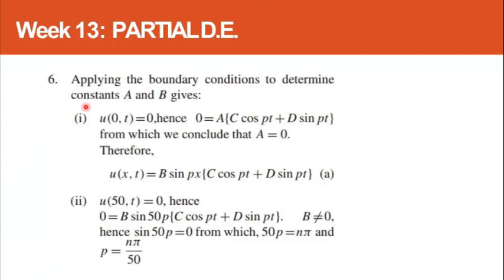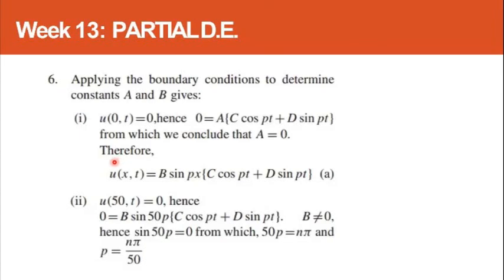Yung first daw natin, we have the U(0, t). Ito yung na-categorize natin kanina, which is also equivalent sa 0. So therefore, we have the value of yung U natin as 0 is equal to C cosine pt plus D sine pt. With respect to t kasi siya, kaya ito yung mismong value natin. So therefore, we conclude that A is equal to 0.